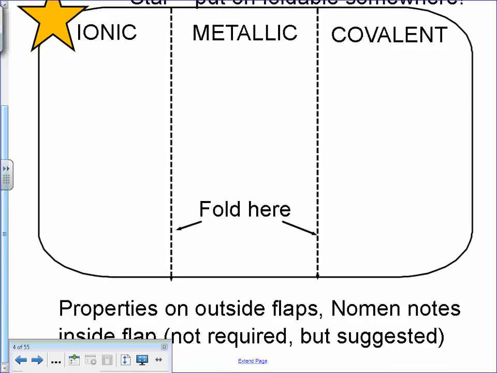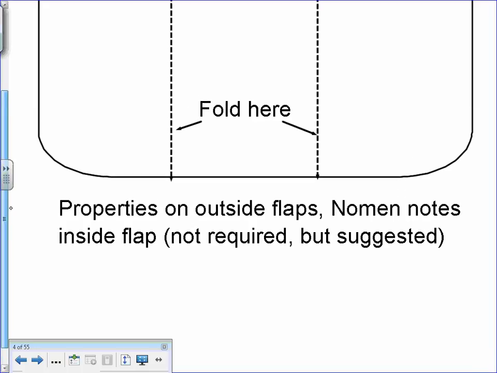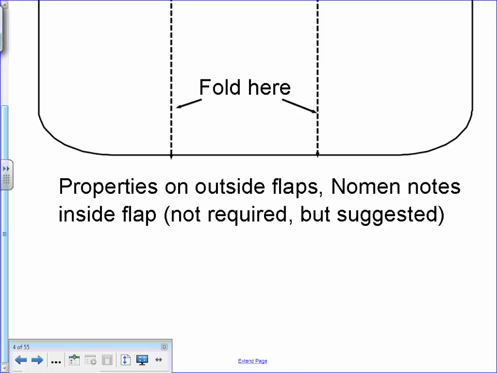So on the outside flaps. My first flap is ionic. I can't use a 3D motion here, so I'm just telling you what's on the outside. Properties are on the outside flaps. So I'm going to put properties, and then I'm going to leave some space at the bottom for something else later. And on the inside of the flap for ionic bonds, I'm going to put the nomenclature notes, the nomenclature rules. And then on the outside of the covalent tab is properties and something else later. And on the inside is nomenclature.